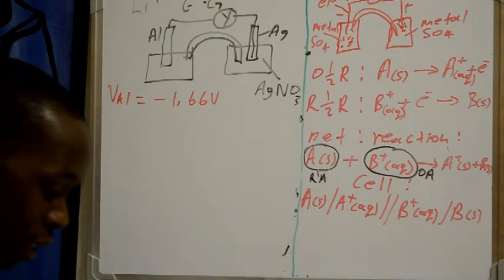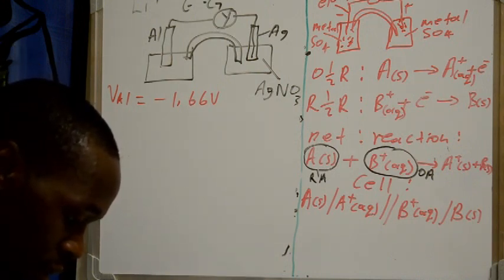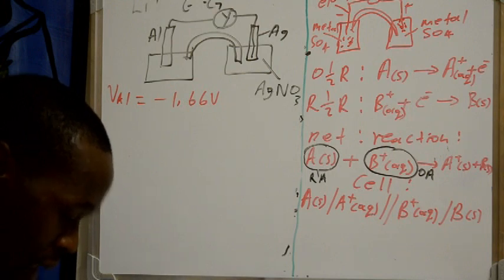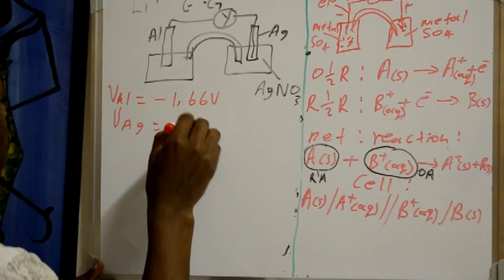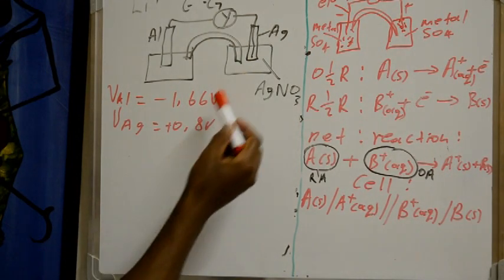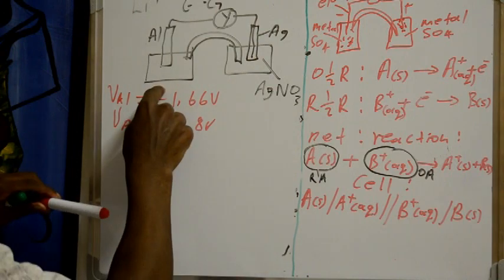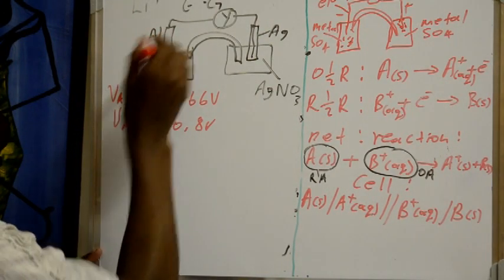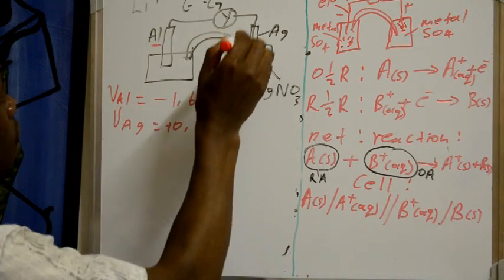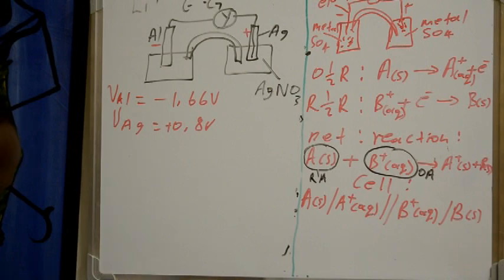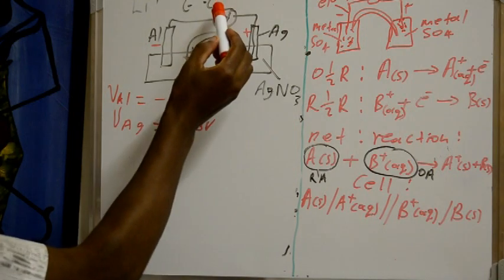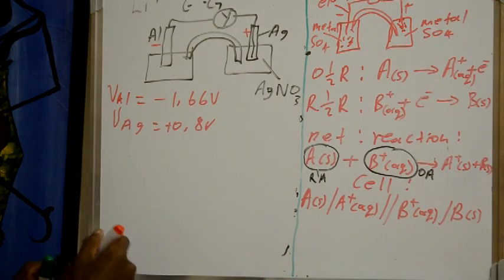Let's look at your Ag, what is it equal to? Ag is equal to 0.8 volts. So from these two you can see the more negative one is the oxidizer, so this is the negative terminal, and the other is positive, where reduction happens. That's what is happening. So from that information, what can we do now? You can see the voltage difference between the two is E cell.